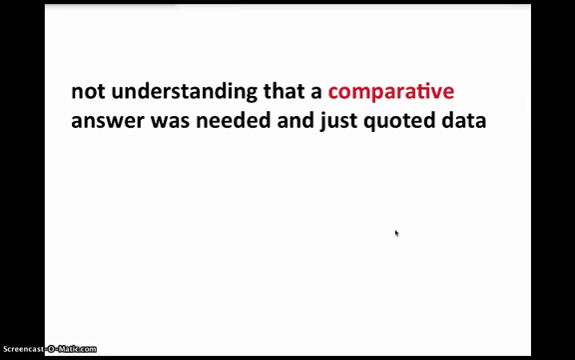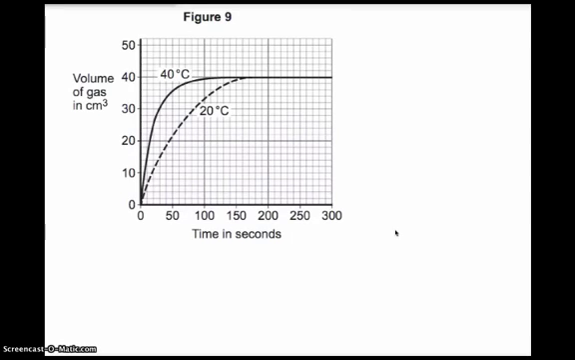Also, think about how you answer things. If they're asking you to compare things or say why something has changed, you need to use a comparison there. Don't just quote the data. So this is an example. What effect does the temperature have on the rate of reaction? Well, you can say that more gas is given off more quickly at 40 degrees than at 20 degrees. You've got to say something about 40 compared to 20 to say that the temperature has an effect.